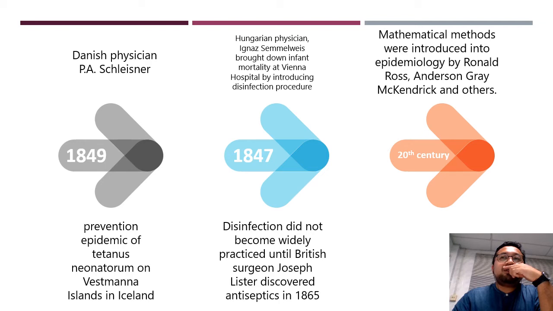And in the 20th century, mathematical methods were introduced into epidemiology by Ronald Ross, Anderson Gray McKendrick and others. Yang sampai kita gunakan pada hari ini, kita ada method yang systematic, guna mathematical analysis untuk cari prevalence, untuk cari incidence. So then kita nak tengok incidence rate, incidence density, mortality rate, morbidity rate. Okay, semua itu digunakan dalam epidemiological analysis, yang mana daripada maklumat tu kita boleh tahu what are the risk factors and then what interventions can be done, and that's how we can treat the population.